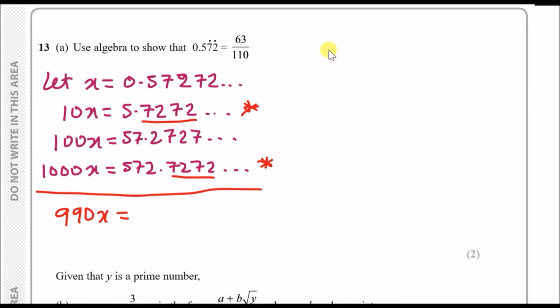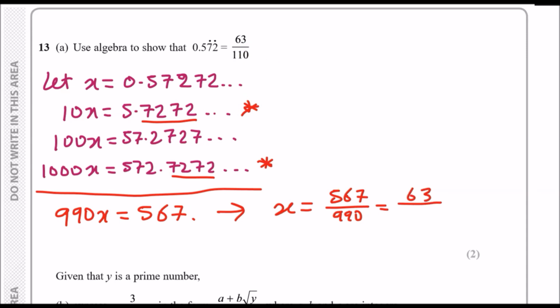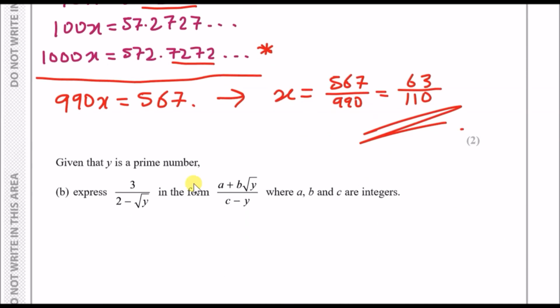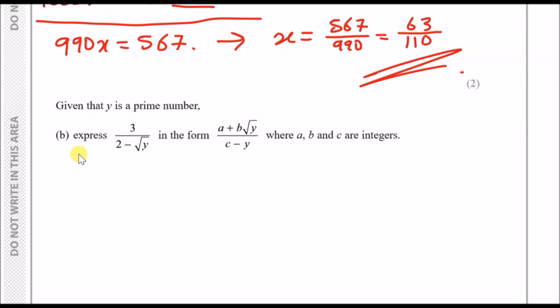990x, whereas with 572 point all of that, well, the decimal parts will cancel out. All of them will cancel out. And all you're going to basically subtract is 572 minus 5. And that should give us 567. And, well, to find x, you just divide by 990. So this means that x is 567 over 990. And then essentially, just simplify this fraction or just put this in a calculator, you'll get 63 over 110. And that's it.